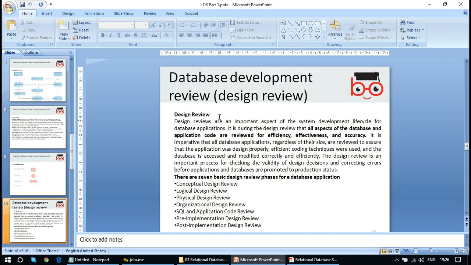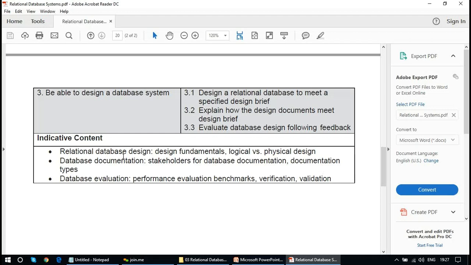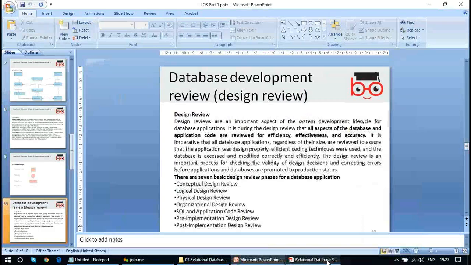So now database development review. We start with a design review. When you really start with the database design, then you need to review the development. Reviews are an important aspect of the system development lifecycle for database applications. It is during the design review that all aspects of the database and application code are reviewed for efficiency, effectiveness, and accuracy. So you are in the implementation phase, which also includes the review, and your review provides the efficiency, effectiveness, and accuracy.